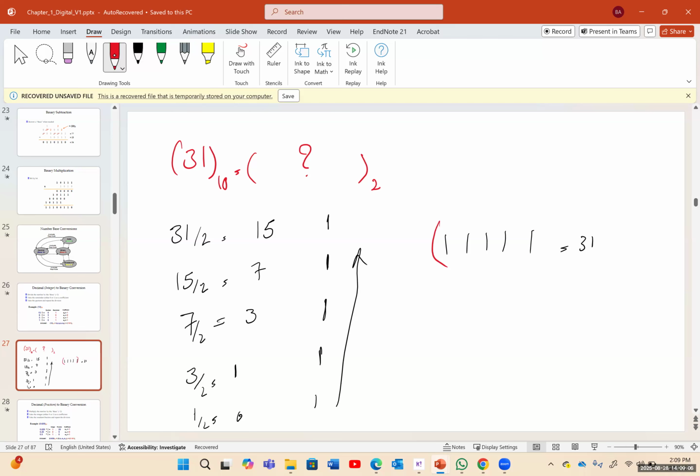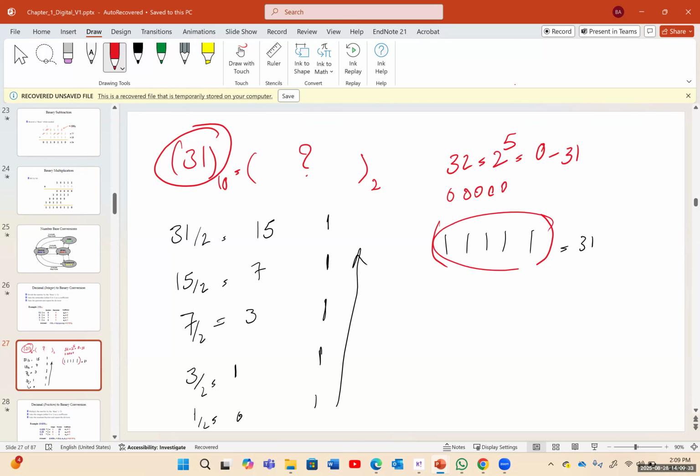Do you remember the table that I showed you, powers of 2? What is the closest number to 31? What is 32 equal to? 2 to the power of what? 5. When we have 2 to the power of 5, what are the numbers? They are between 0 and 31. So they are between 00000 and 11111. So 11111 gives us what? 31.